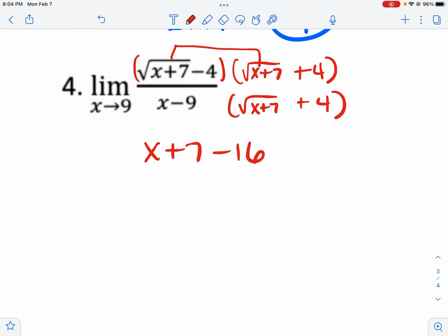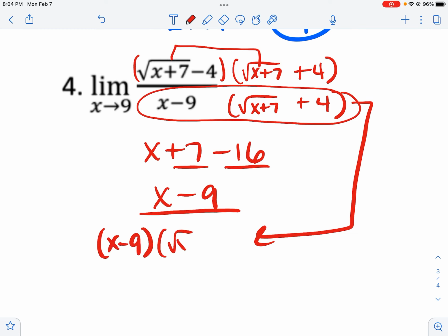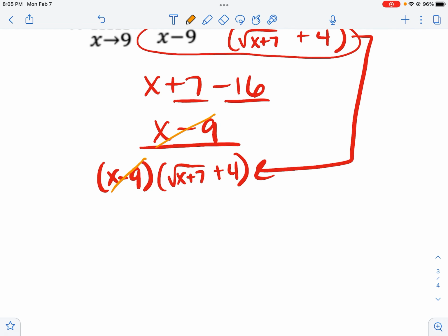Okay? I might just simplify this in this step right here and get x minus 9 because 7 minus 16. And then bring it over when I multiply this, and I'm going to leave it in factor form. x minus 9 times that conjugate. So now I see that the x minus 9's cancel. Same direction, so there's no negative there. There's a 1 on top. The radical x plus 7 plus 4 is on bottom now. And now I could plug in that 9.